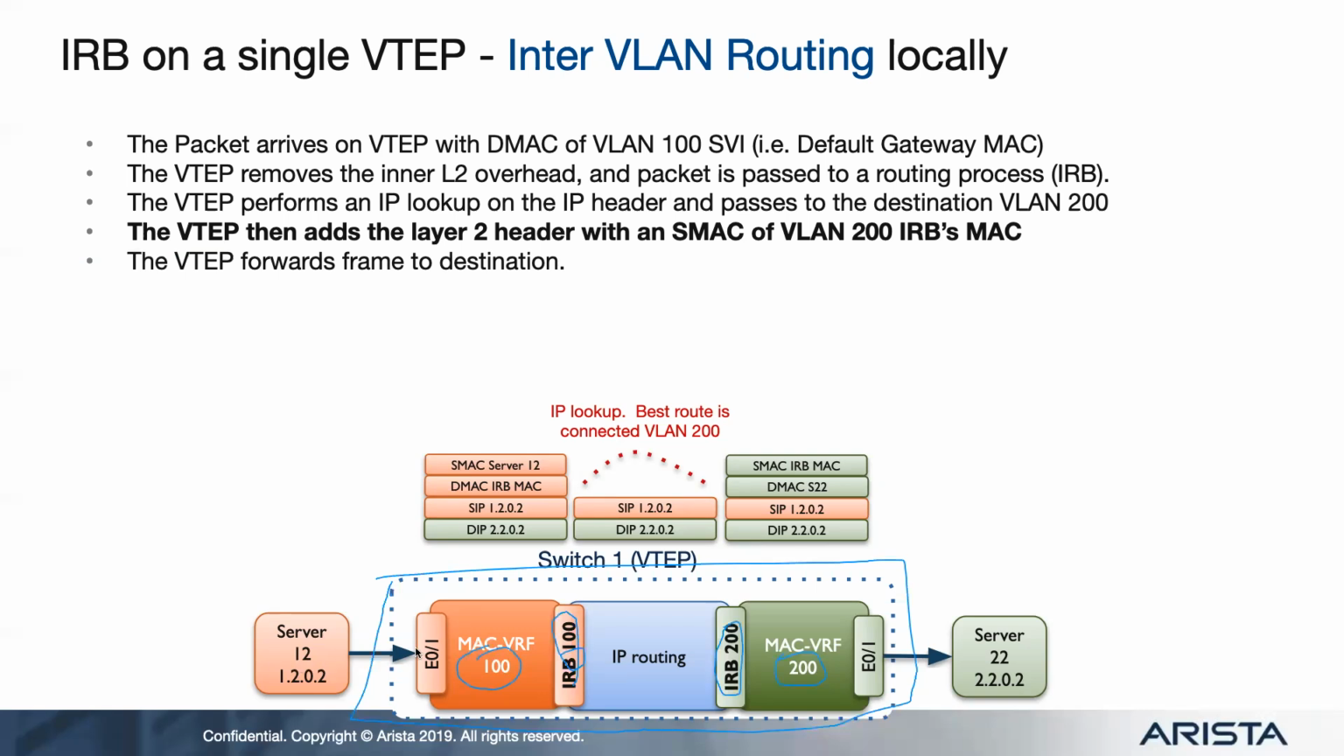Now you have a server which is part of VLAN 100, and another server which is part of VLAN 200, and you want to communicate between these two. What will happen? This server will send the packet to the gateway, SVI 100 gateway. The source IP will be the server's own IP address, and the destination IP is the second server's IP address. The source MAC is its own MAC, and the destination MAC is the SVI gateway MAC, IRB 100 MAC. So this is the gateway MAC.